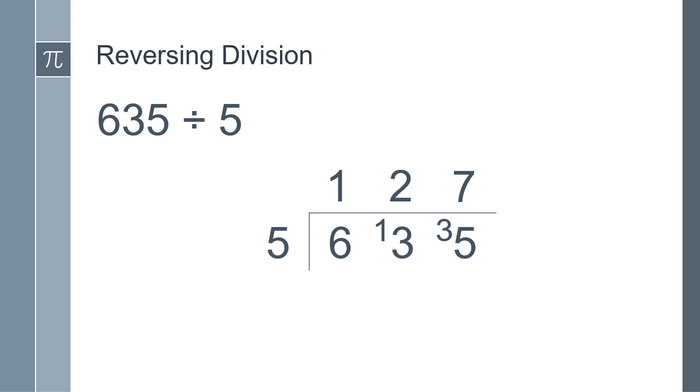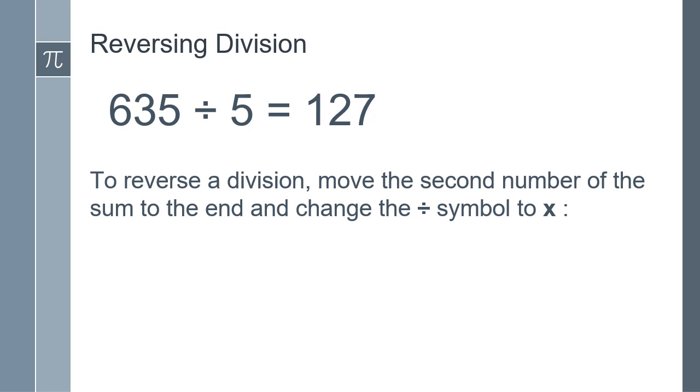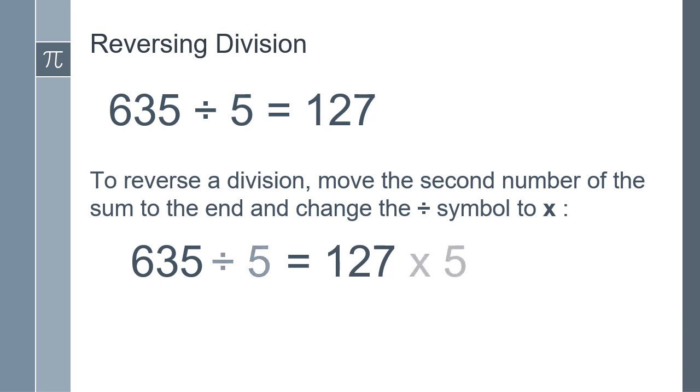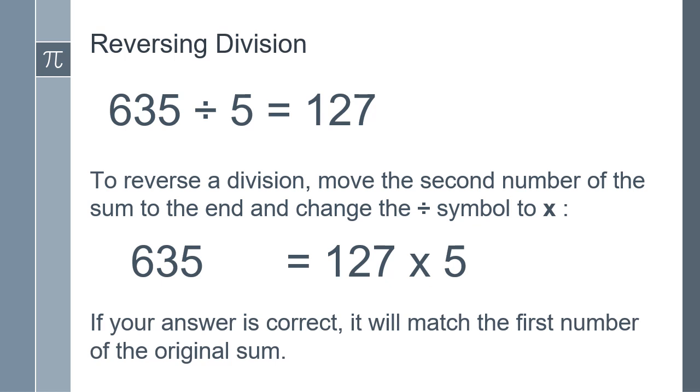So let's check that that answer is correct. That's the sum we've just done, and that's the answer we've got, 127. To reverse division, move the second number of the sum to the end and change the divide symbol to times. So 635 divided by 5 equals 127. We're going to take that divided by 5, move it to the end and turn the divide symbol into a times. And again, if the answer is correct, it will match the first number of the original sum.